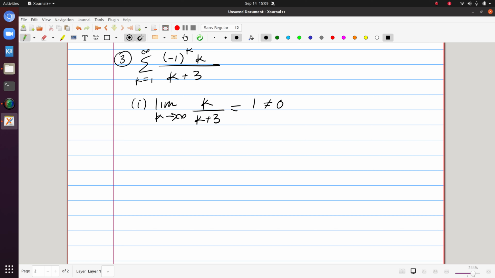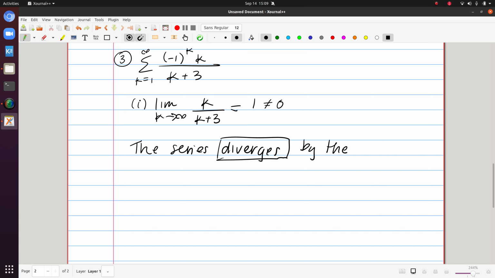So certainly if I threw a negative 1 to the k into this limit here, that too would not approach 0. So we can say that the series diverges, but what I reference is not the alternating series test, but instead the test for divergence.